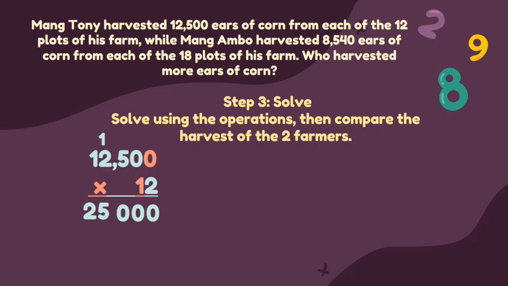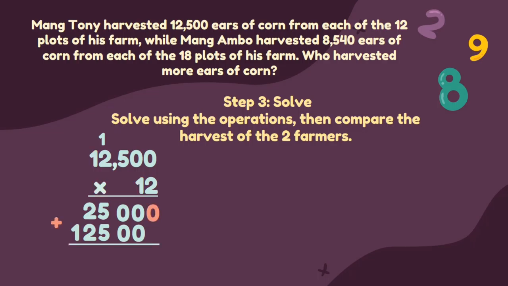1 times 0 is equal to 0. 1 times 0 is equal to 0. 1 times 5 is equal to 5. 1 times 2 is equal to 2. And 1 times 1 is equal to 1.